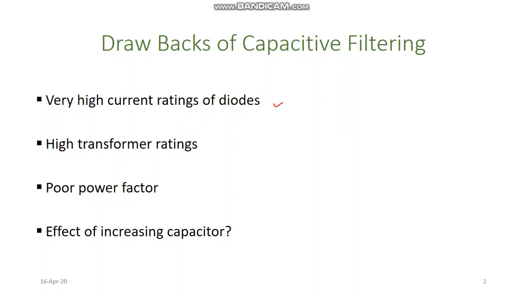Due to those very high peak values, the current passing through the rectifiers was basically supplied by the transformer, and hence the transformer ratings were also very high.